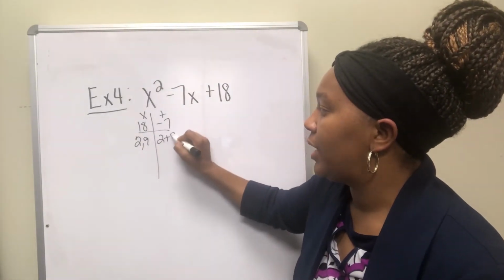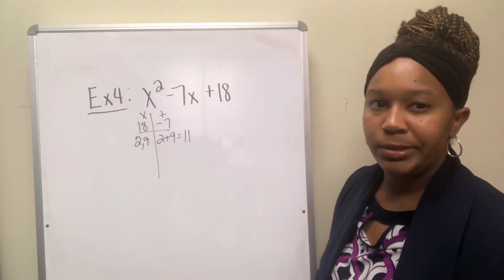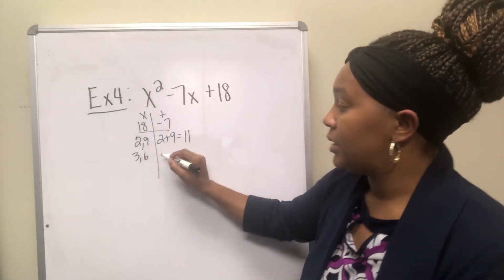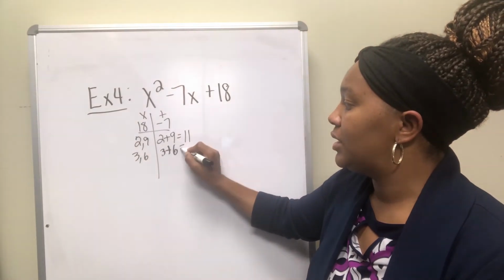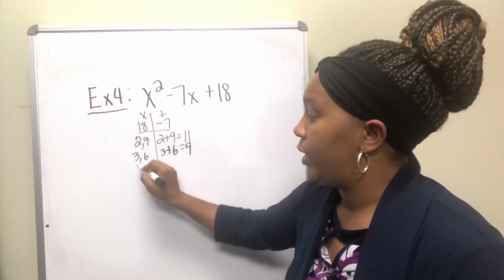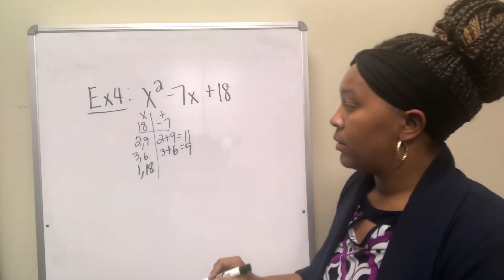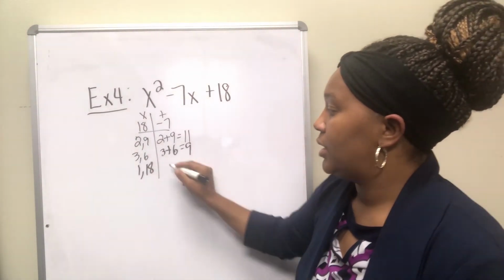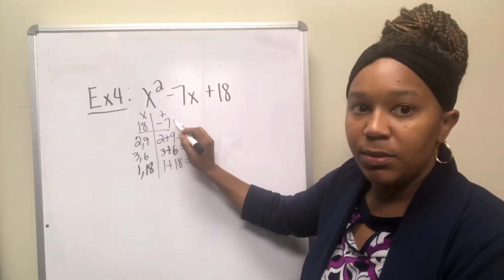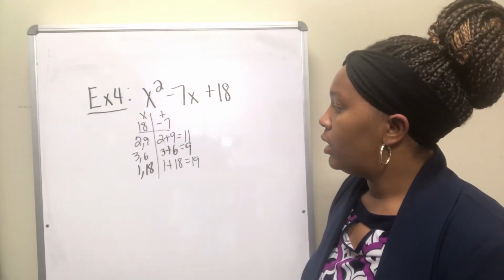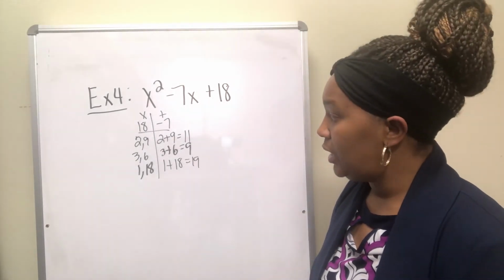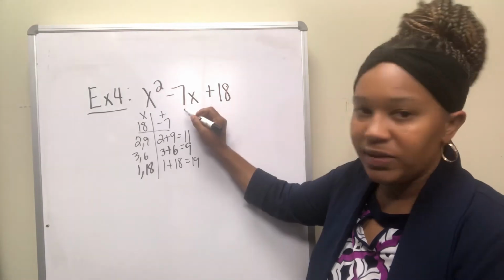Well, 2 plus 9 is 11, so that's not what I want. 3 and 6. 3 times 6 is 18, and 3 plus 6 is 9. That doesn't give me negative 7, so that's not what I want. 1 and 18. 1 times 18 is 18, and 1 plus 18 is 19, but it still doesn't give me that desired middle number. And those are the only factors of 18, and neither one of those gives me negative 7.